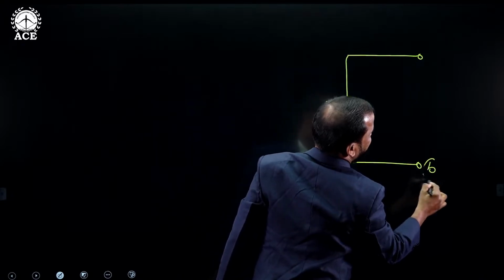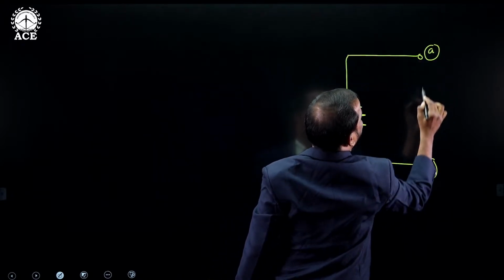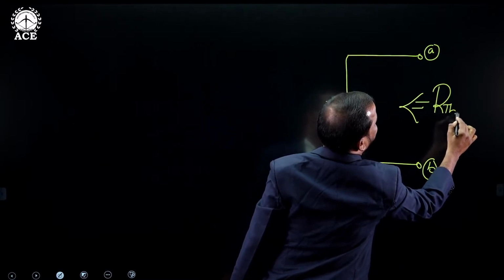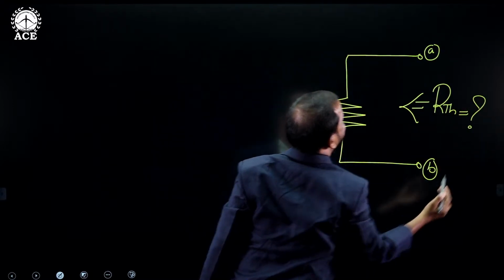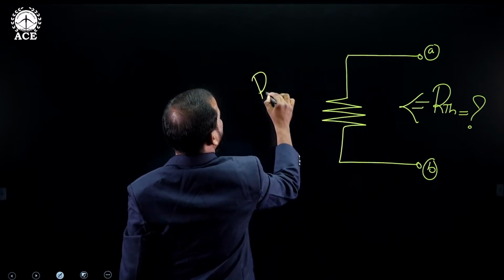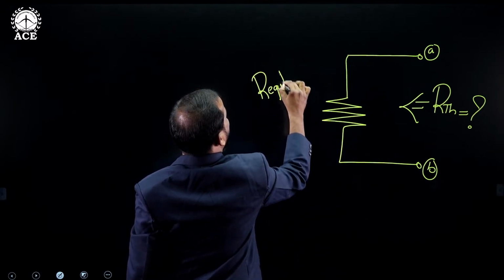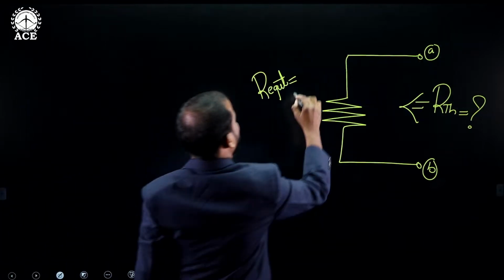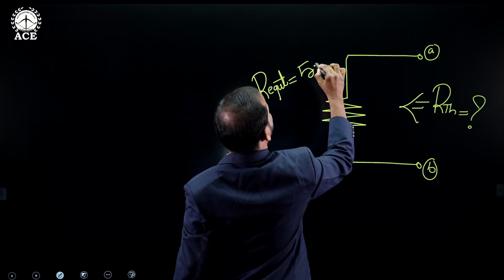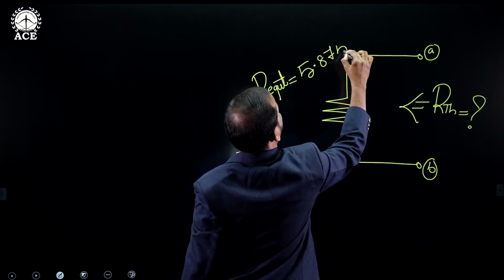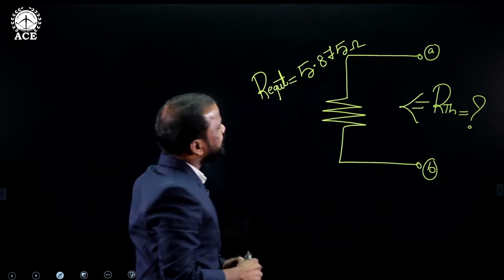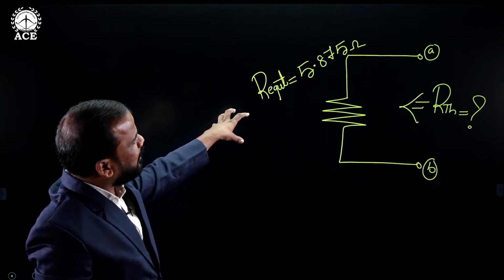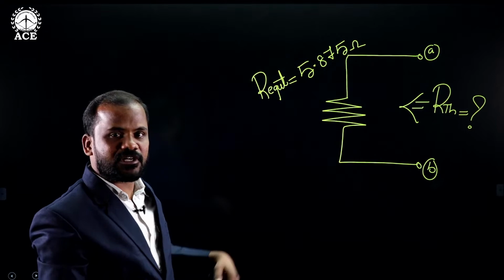Okay, so this is terminal B and this one is terminal A, and we are calculating the value of Thevenin resistance across the open terminals where we disconnected. So this value is the equivalent value. How much is it? 5.875 ohms. Now see here, this equivalent is directly appearing across the terminals A and B.